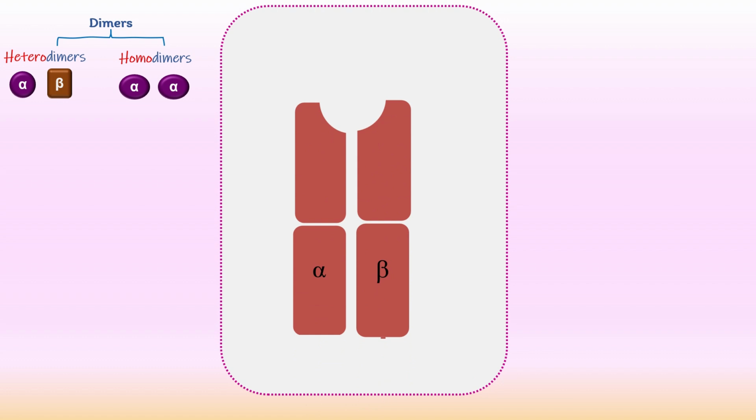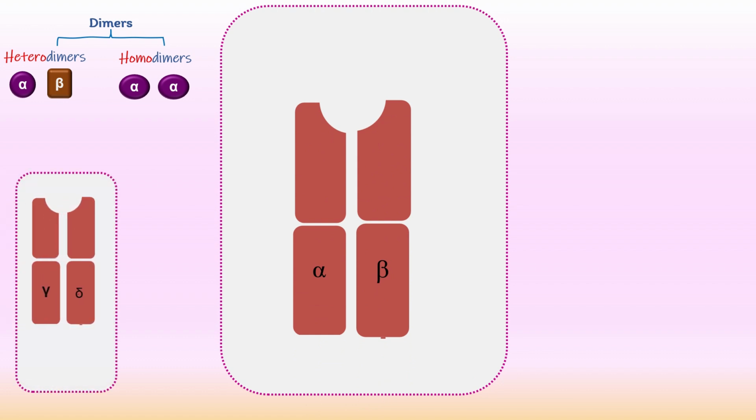What does heterodimers mean? As we have discussed, heterodimer means two different types of monomers. These monomers are alpha and beta monomers, while others are gamma and delta monomers. These monomers make T-cell receptor. So one type of T-cell receptor can have alpha and beta monomers, while other types of T-cell receptor can have gamma and delta monomers. Mostly, T-cell receptors have alpha and beta monomers, rather than gamma and delta.